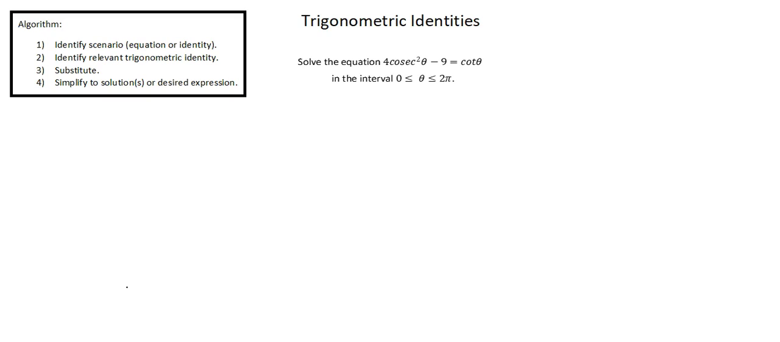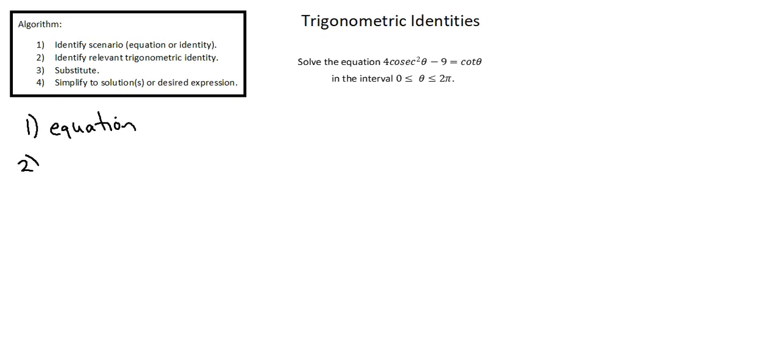For our trigonometric identity problems, we have a 4-step algorithm. Step 1, identify scenario. When you're using identities, you'll either be dealing with an identity, where you're given one side and asked to manipulate that side to exactly match the other side of the identity. The other scenario that we'll see, which is what we see here, is an equation. We are going to solve for a variable. In this case, that variable is theta. So step 1, identify scenario. This scenario is an equation.